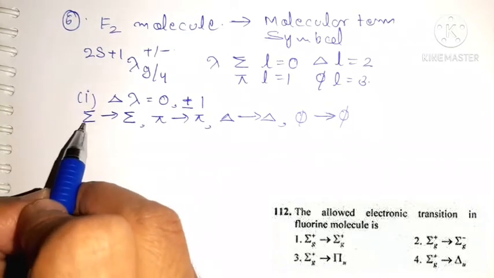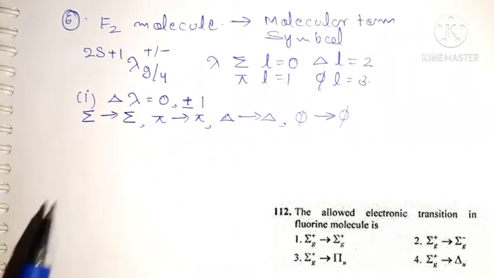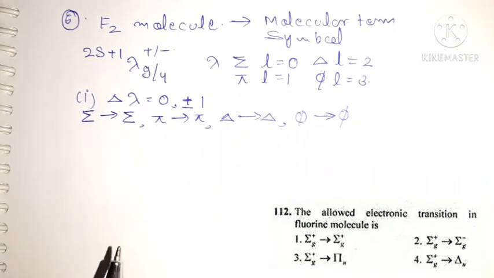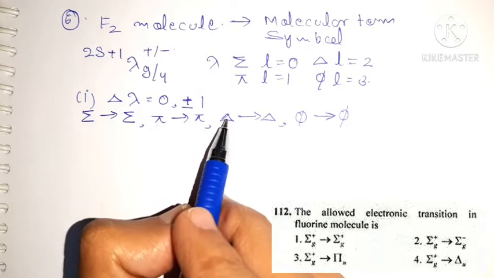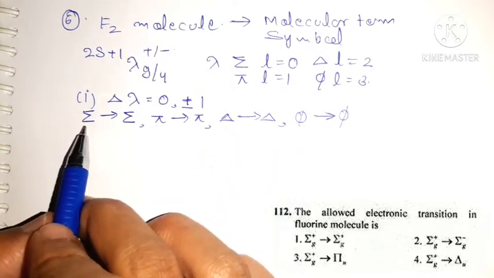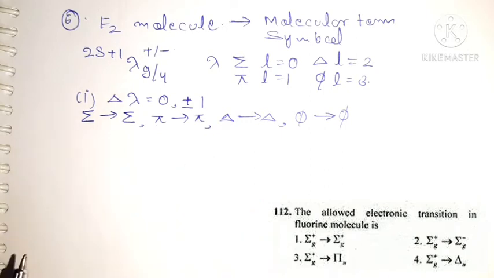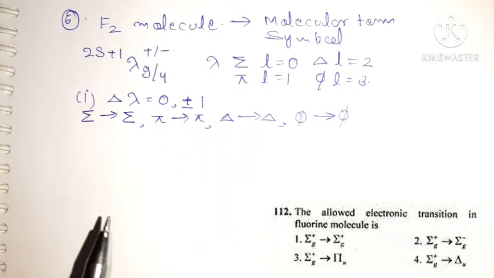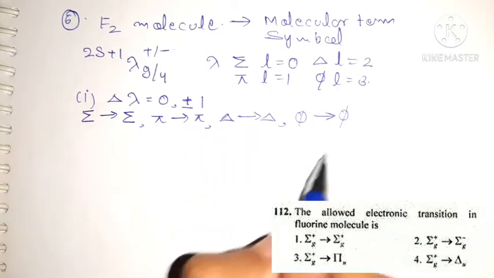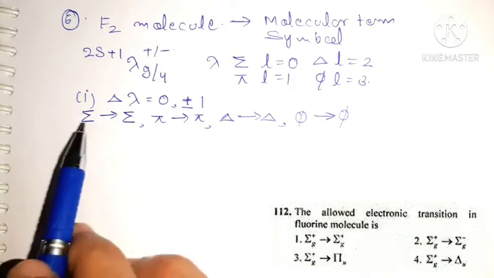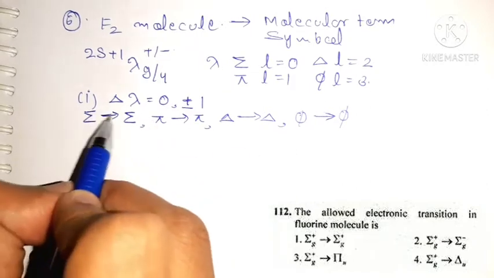Or you can say that lambda to pi are allowed, pi to delta are allowed, delta to phi are allowed. Okay, but sigma to delta are not allowed. Sigma to pi are allowed, but sigma to delta are not allowed, because here the difference of lambda is plus 2, and also sigma to phi are not allowed because here the difference of lambda is plus 3. Only sigma to pi and sigma to sigma are allowed.